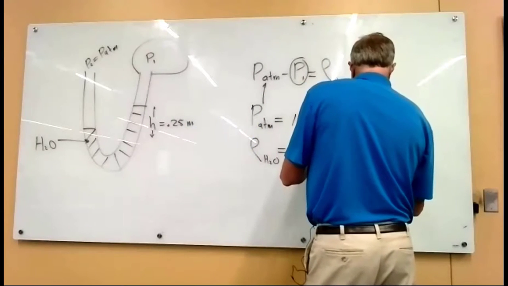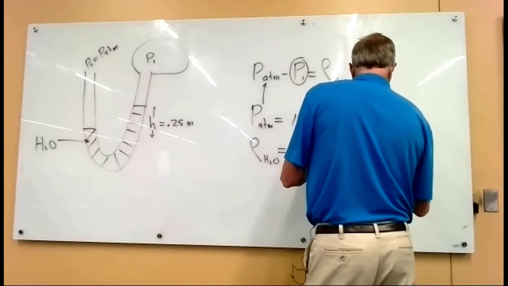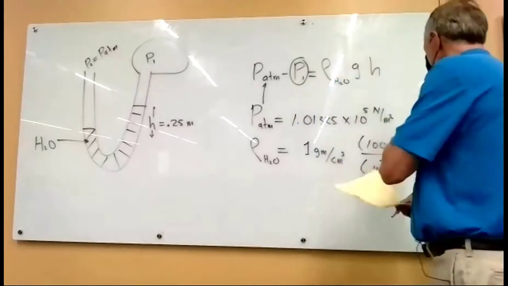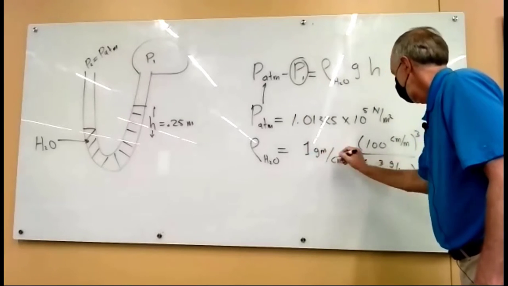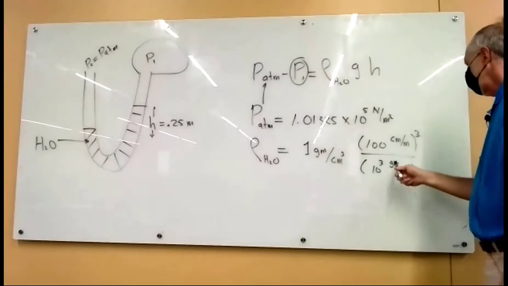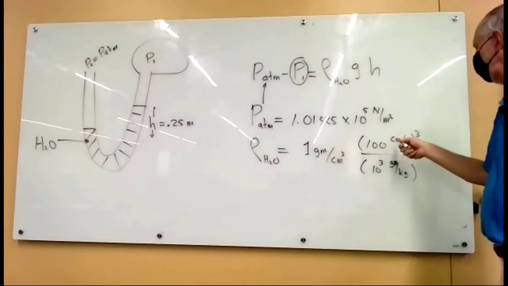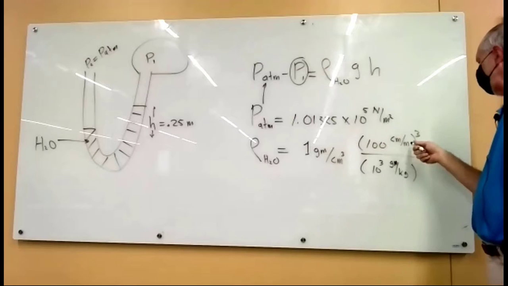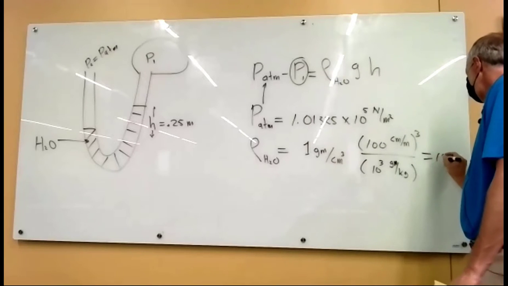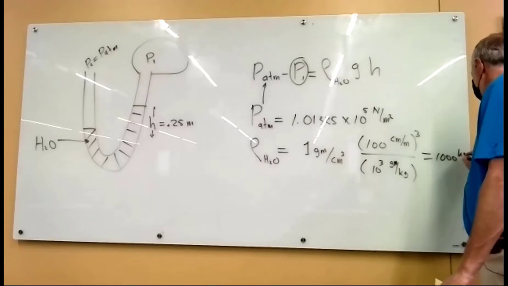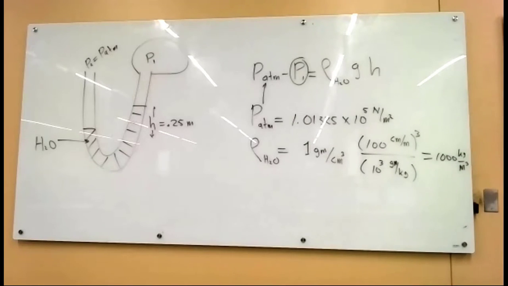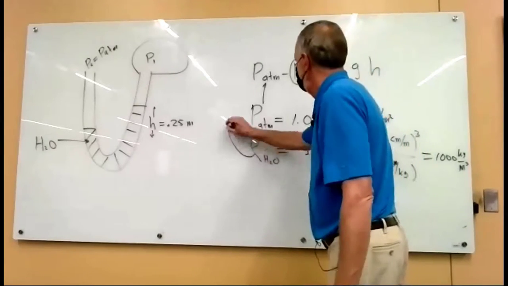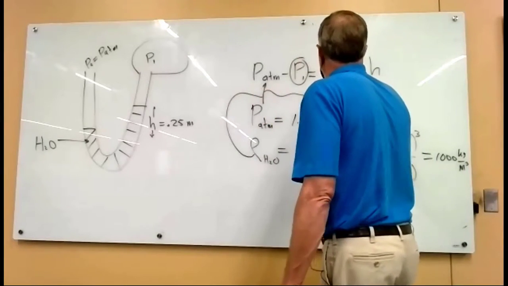And then we need 10 to the third grams per kilogram. We just need 1 of those. All right, so this cancels out the grams, this cancels out the centimeters to the third, and then we're going to get kilograms per meter to the third. So it turns out this is 1,000. So that's what we need to put up there.